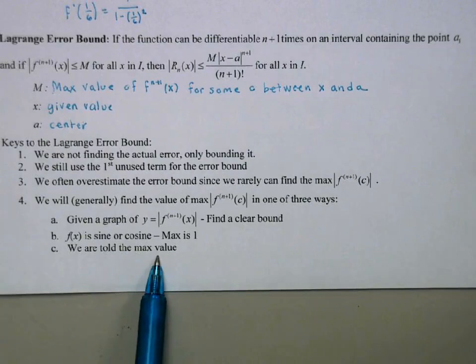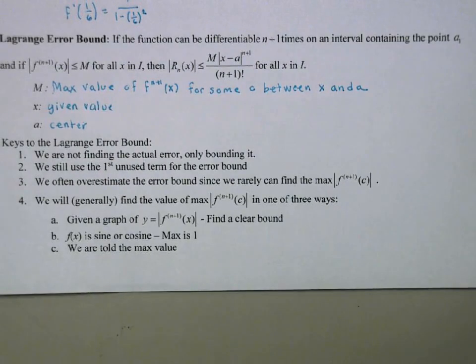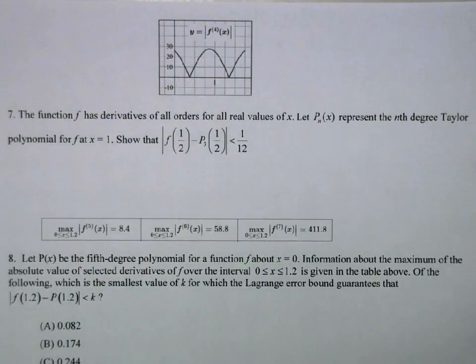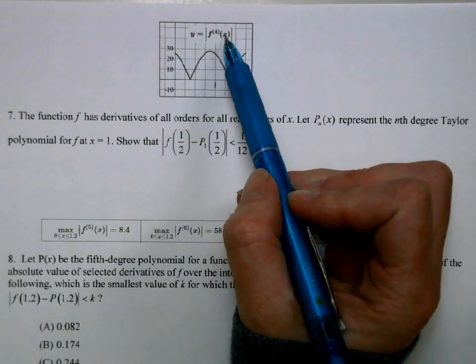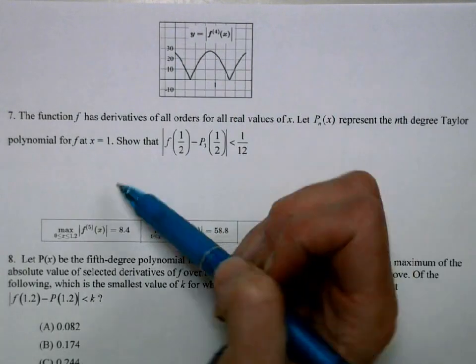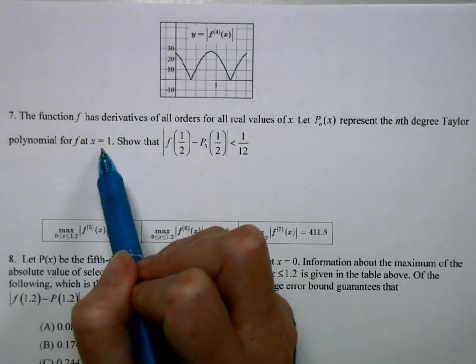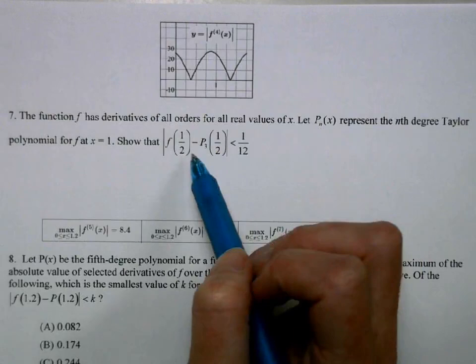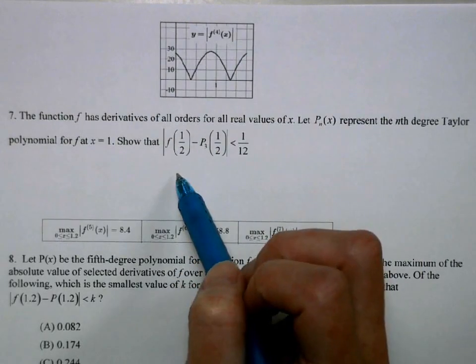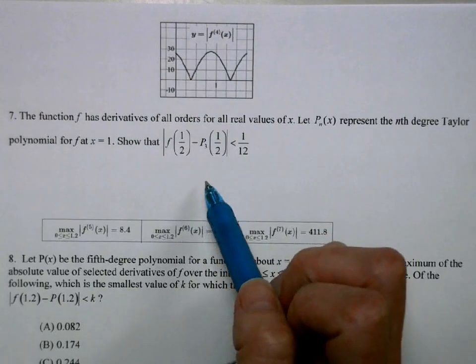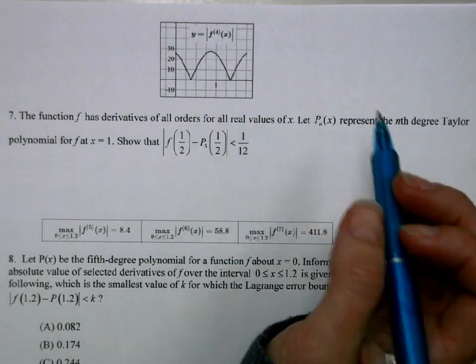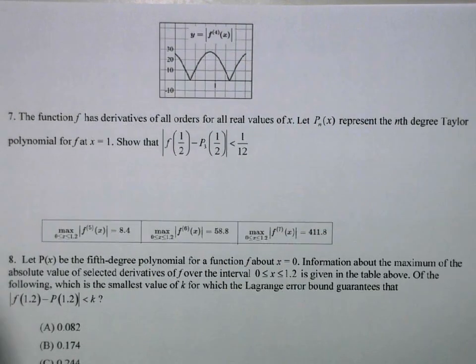Okay, so if I look at this, the function f has derivatives of all orders. We have a graph of the absolute value of f of 4, and from a polynomial centered at 1, we're going to show that the actual value at 1/2 minus the third degree polynomial at 1/2 is less than 1/12. So we do not have an alternating series, or we don't know if it's alternating. So we're going to use our formula.